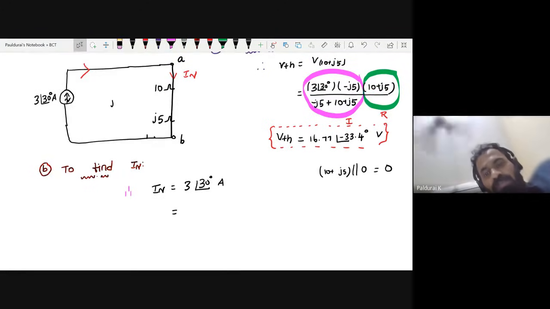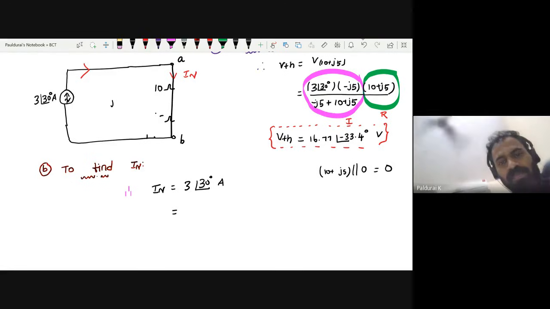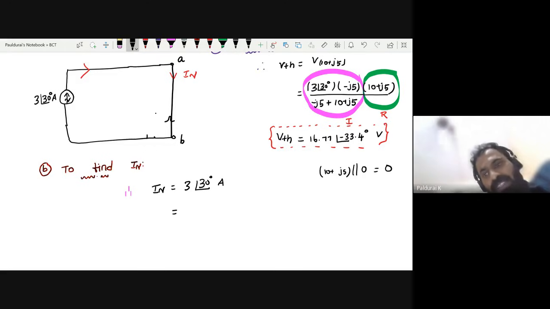Got the point. The power rectangular part is not a problem, but the concept is very important. When you are making a short circuit, since this is parallel, anything parallel with 0 will give you 0, will give you short circuit. So this time, my IN equal to 3 at an angle of 30 degree.